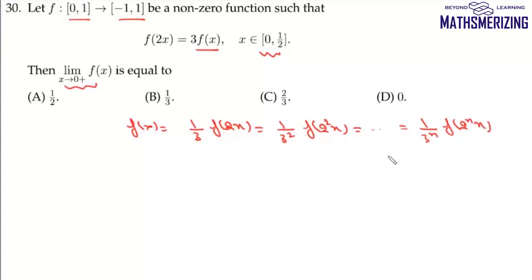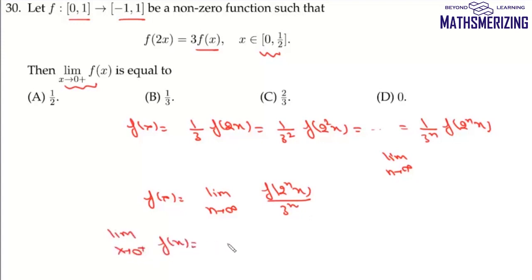Now we can keep doing it till we get this limit n tends to infinite. So we can write this function f(x) as this limit n tends to infinite f(2^n x / 3^n). Now we need to find this limit x tends to 0 positive f(x), and it'll be equal to this limit x tends to 0 positive, limit n tends to infinite f(2^n x / 3^n).